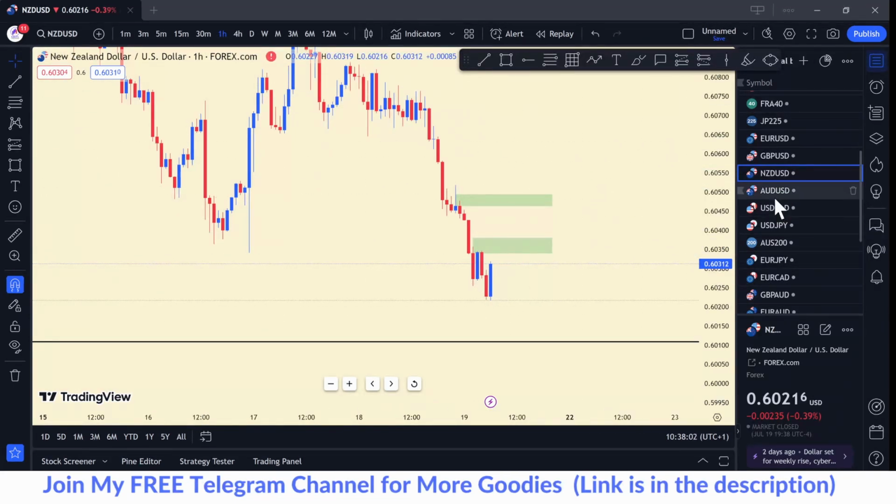NZD USD is bearish until we get here. Once we get here, maybe during the week I might go live, or I create a new video analysis, a midweek analysis. In case there's any change in the trend, I will let you guys know.